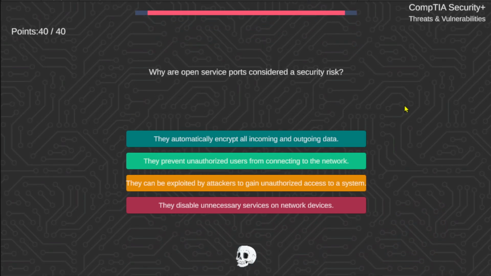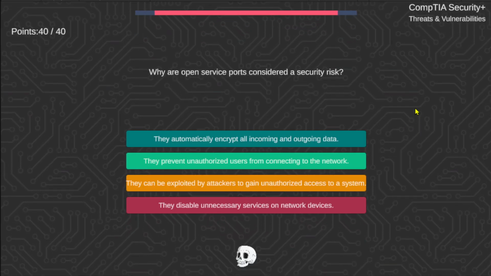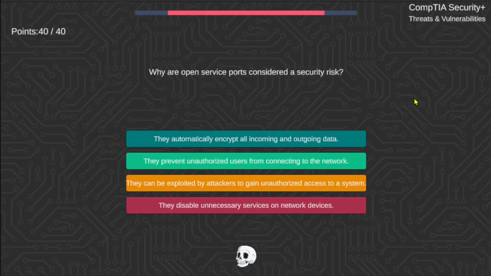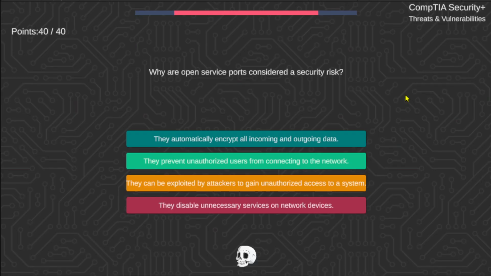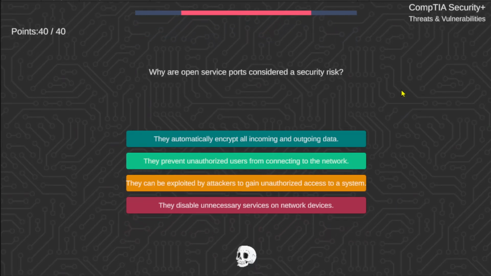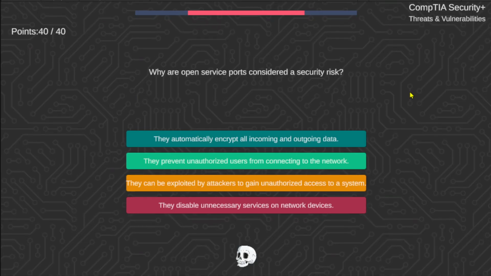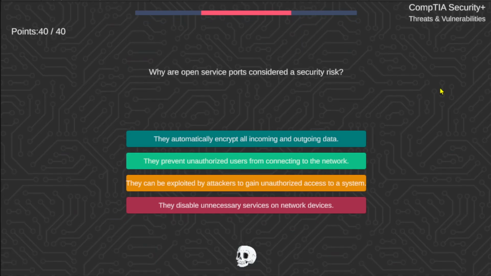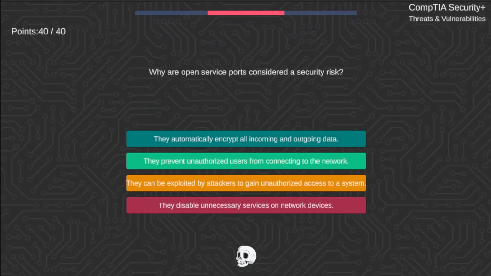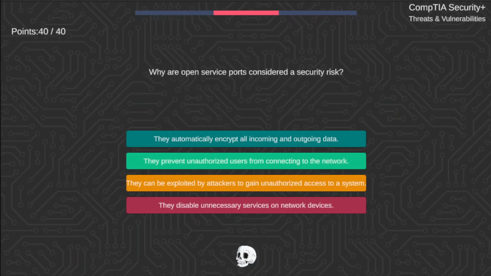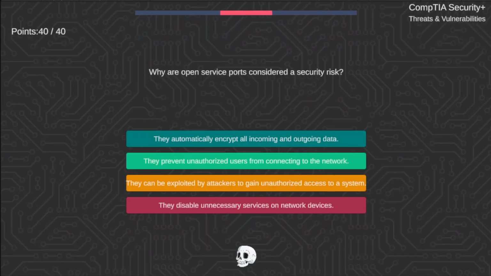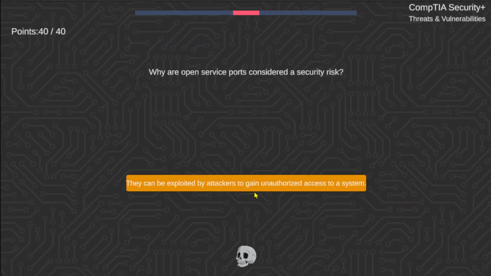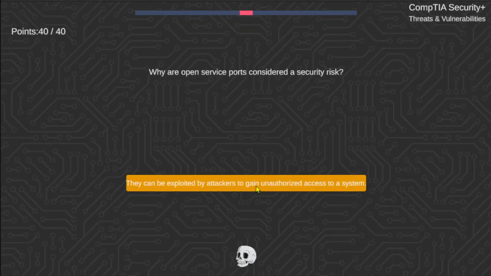Why are open service ports considered a security risk? They automatically encrypt all incoming and outgoing data. They prevent unauthorized users from connecting to the network. They can be exploited by attackers to gain unauthorized access to a system, or they disable unnecessary services on network devices. Why are open service ports considered a security risk? Correct answer is they can be exploited by attackers to gain unauthorized access to a system.